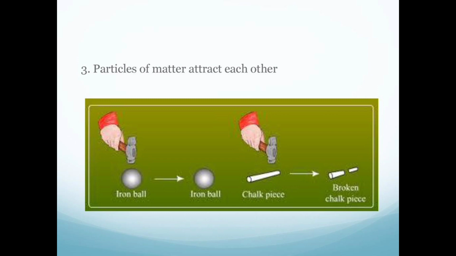You will be able to break it because in a wooden piece, the particles of matter attract each other very tightly. Whereas in a chalk piece, the particles of matter have attraction between them, but not as much as the attraction that a wooden piece has. So it is easier to break a chalk piece than a wooden piece or an iron ball.